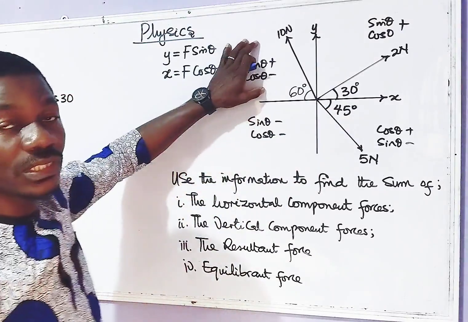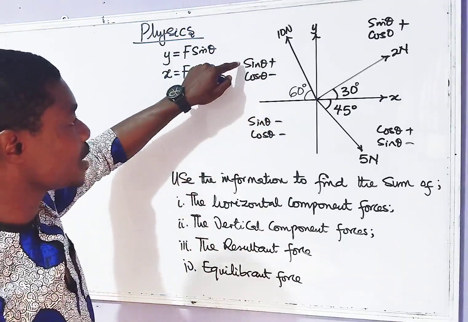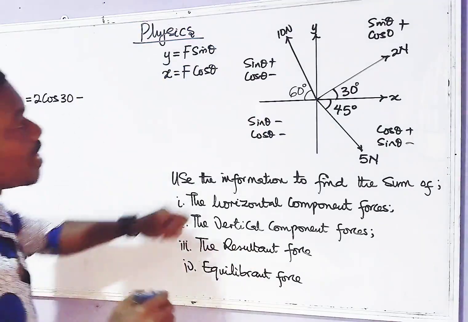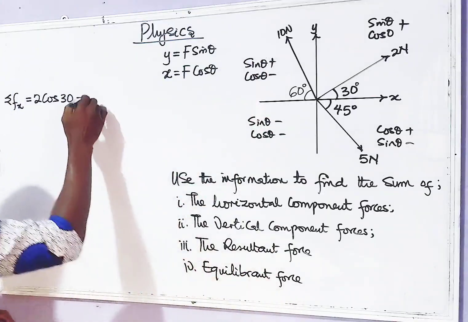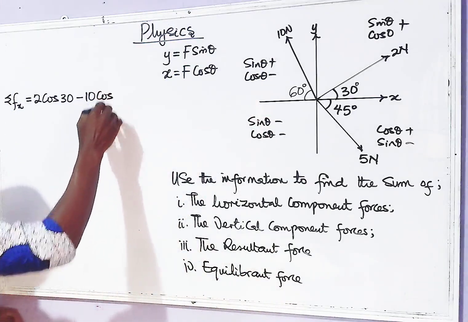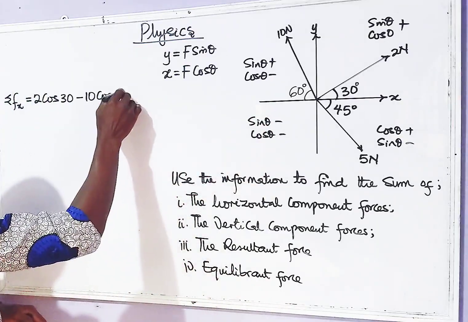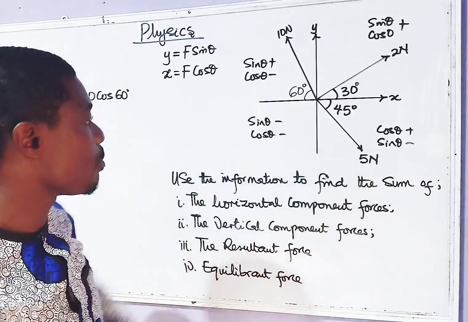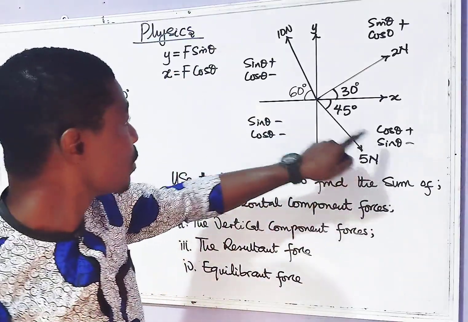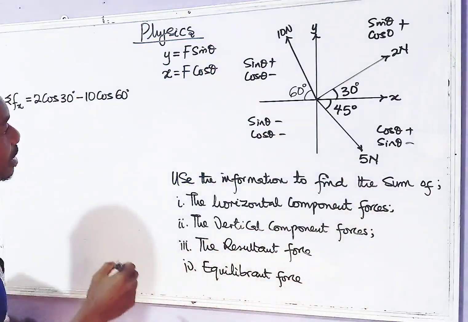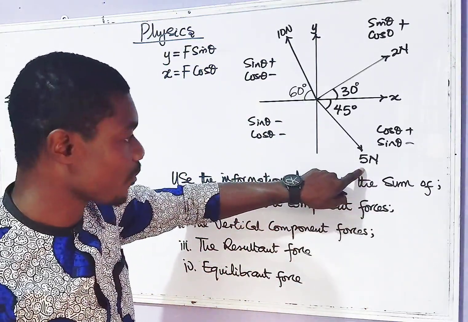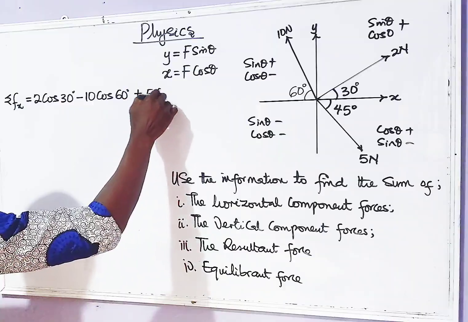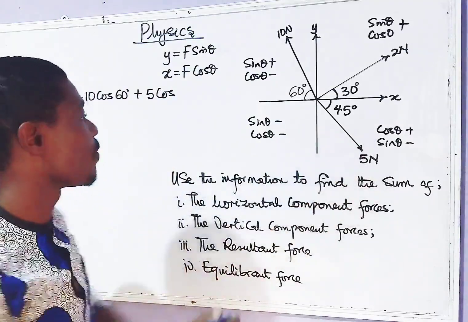Now let's move down to the next quadrant. At this quadrant here, cos is negative, so here we have negative. The force here is 10, then cos, and the angle here is 60. Now, no force is allotted here. Then let's come over here. For x, take note, cos. The force here is 5, but cos here is positive, so here you have plus 5 cos, and the angle here is 45 degrees.